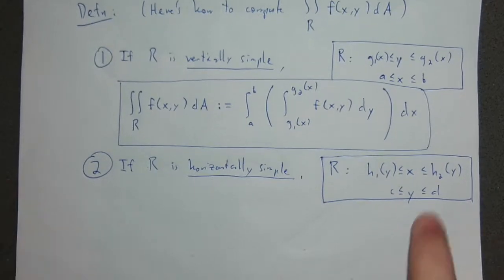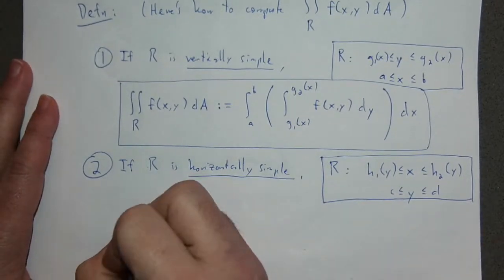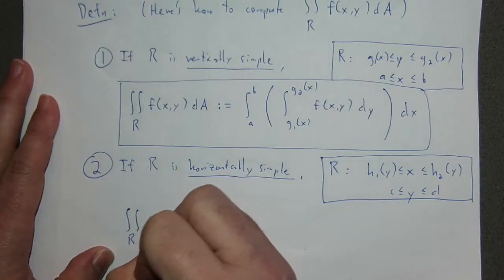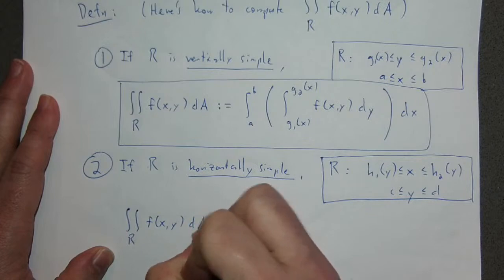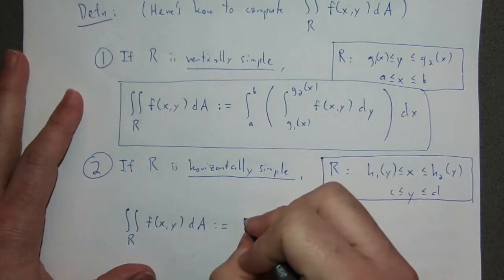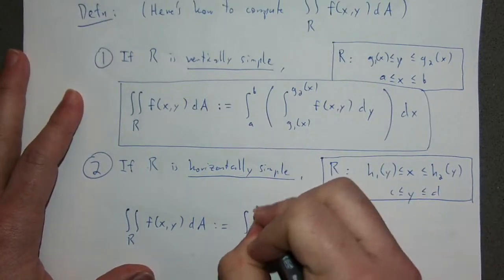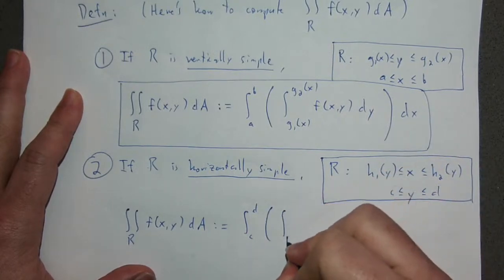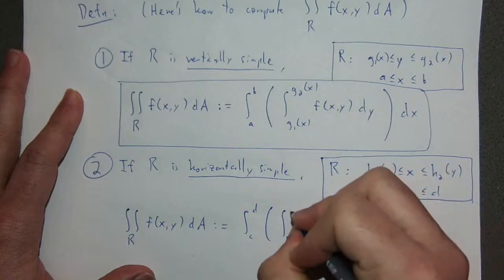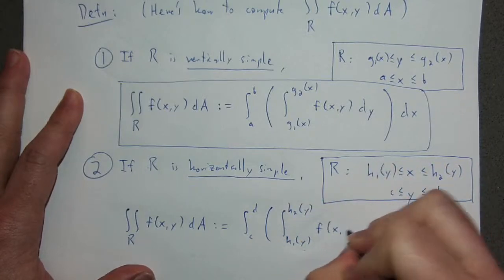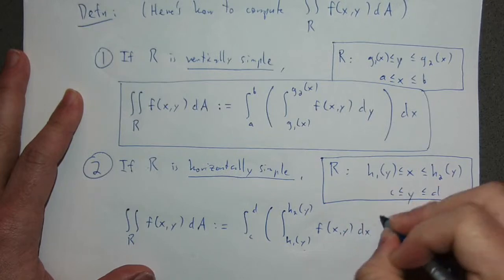So if that's our description of R, then the double integral over R of f of x, y, dA, again, remember this computes that volume that we're interested in, is the integral from c to d of the integral from h sub 1 of y to h sub 2 of y of f of x, y dx dy.